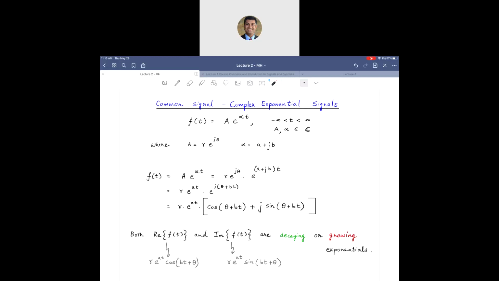You can clearly see, we can write down a few things, right? We can say a equals the real part of alpha, b equals the imaginary part of alpha, and we can also say, let me do it this way, the real part of a is r cosine theta, and the imaginary part of a is r sine theta.